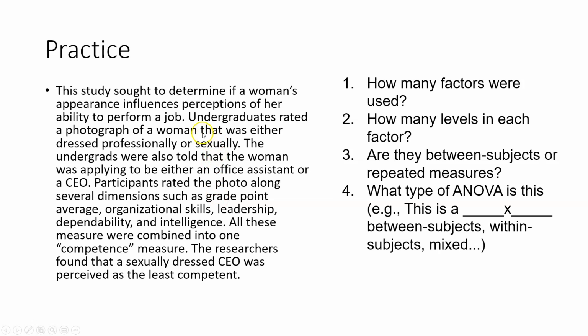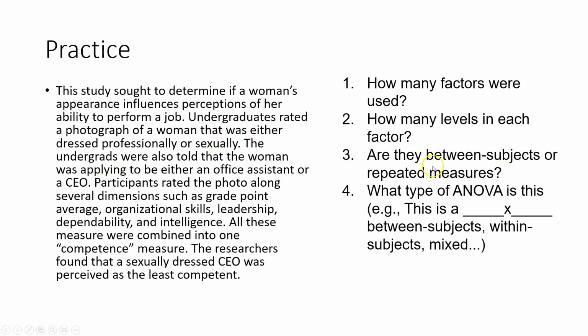So, first we can see that the woman was dressed either professionally or sexually, and she was applying to be either an office assistant or a CEO, and the other variable that they were rating here, all these things that combine together into competence, that is the dependent variable. So there's really only two factors. How many levels are in each of those factors? 2 in each. Professionally or sexually, office assistant or CEO.